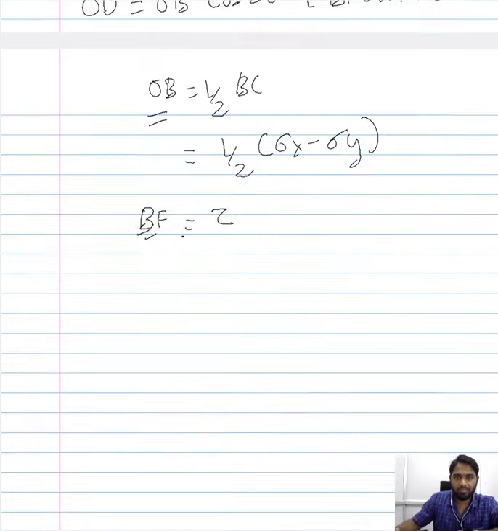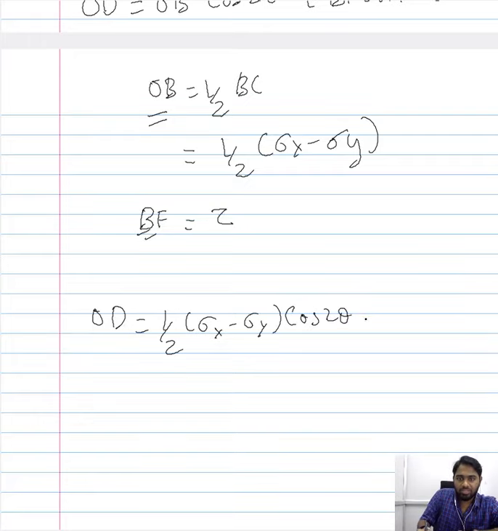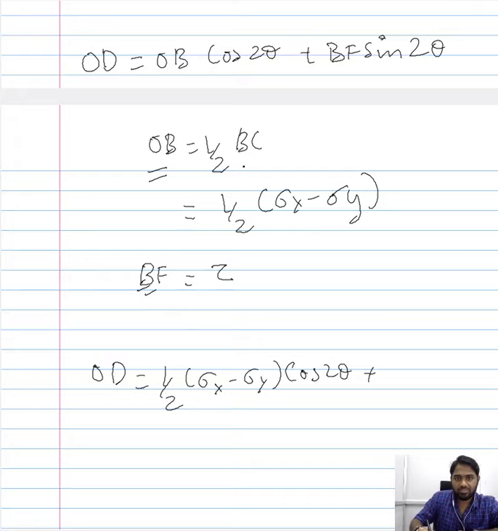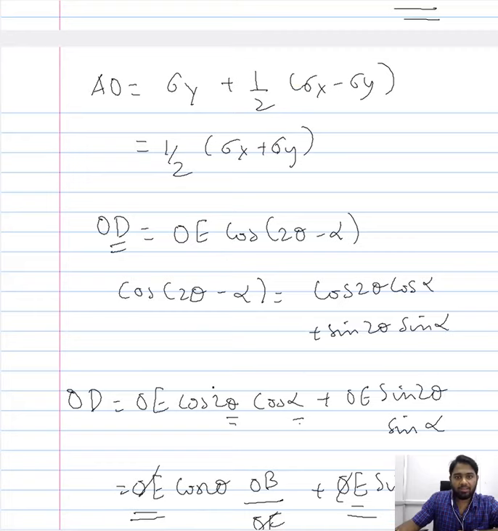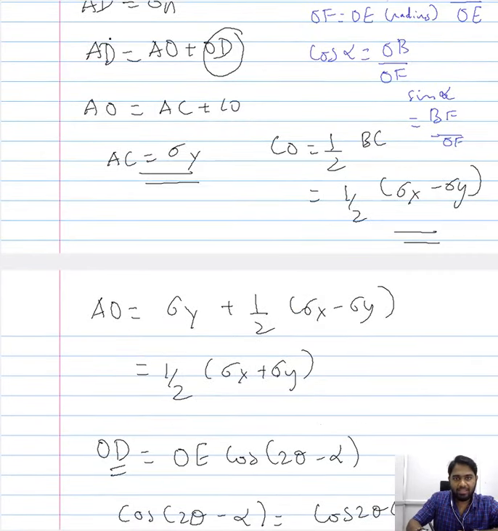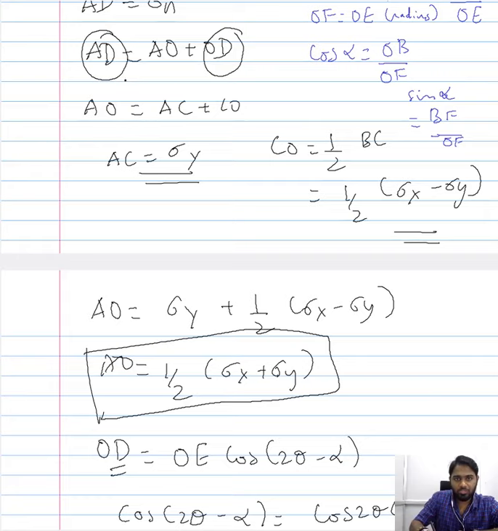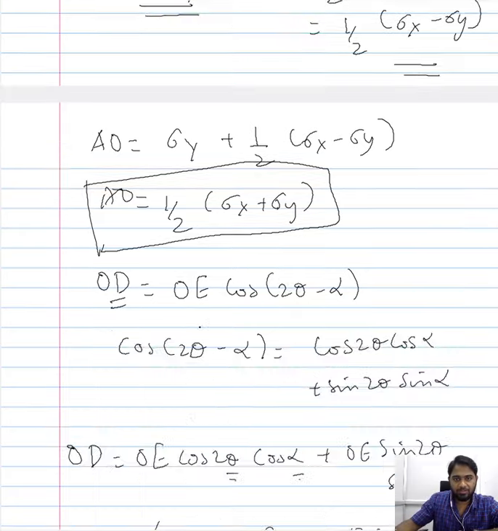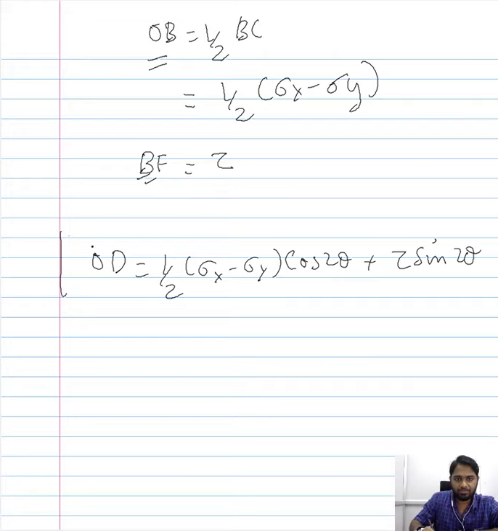When you substitute the OB and BF in our expression for OD, then OD would look like 1 by 2 sigma x minus sigma y cos 2 theta plus tau sin 2 theta. All that we have done is substitute OB in this expression, and tau in this expression. Now we want to arrive at an expression for AD, which is the summation of AO, that is here, and OD, that is here.